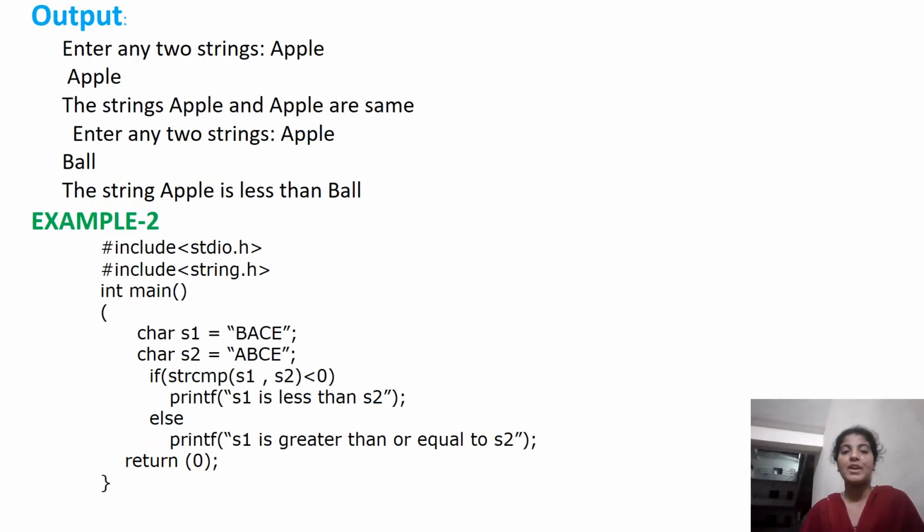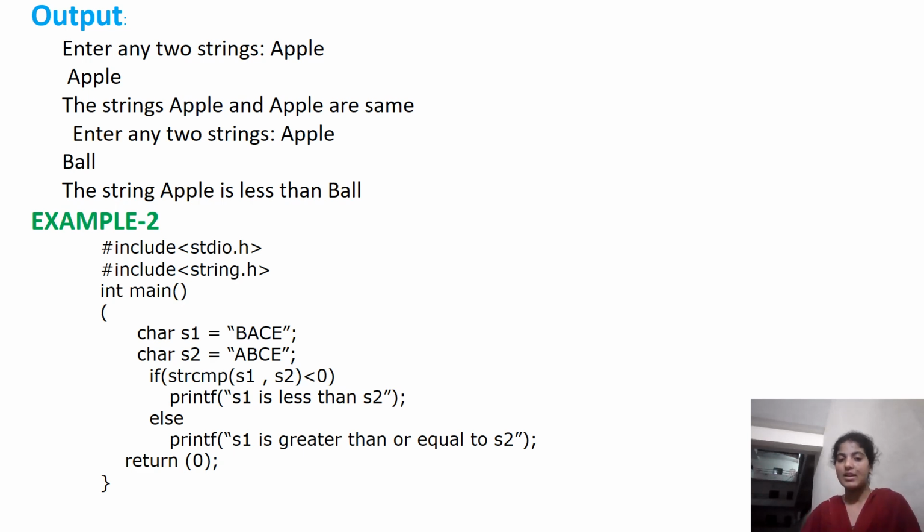Output. We are entering two strings, apple and apple. The strings apple and apple are same. Another time we entered two strings, apple and ball. The string apple is less than ball. And we can see another example.